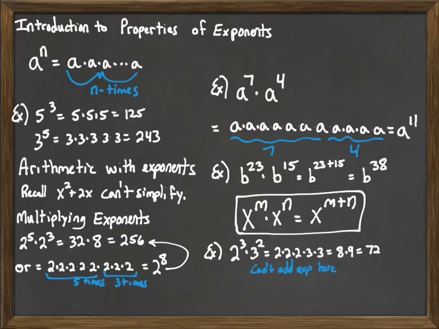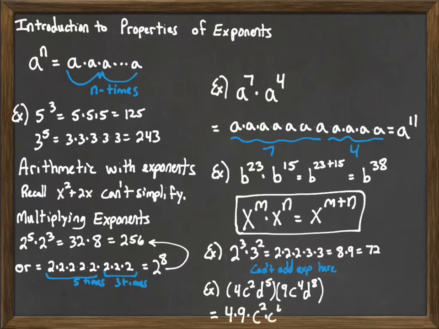And that becomes an issue in our next example. 4c to the second d to the fifth times 9c to the fourth d to the eighth. So, being multiplication, we can rearrange things so that like is with like. So we can put our numbers together, 4 times 9, and then put our c's together, c squared times c to the fourth, and we can put our d's together, d to the fifth times d to the eighth.